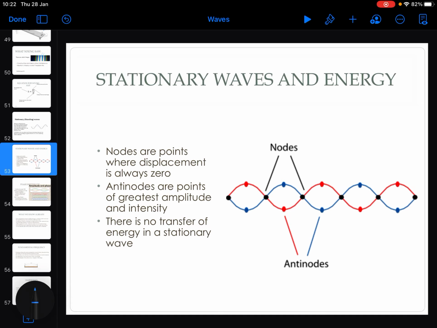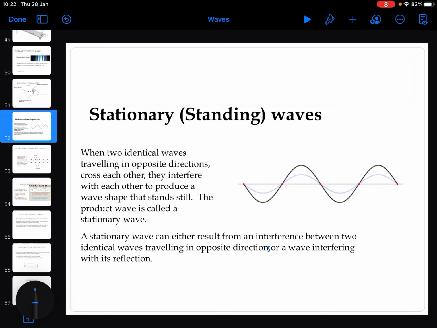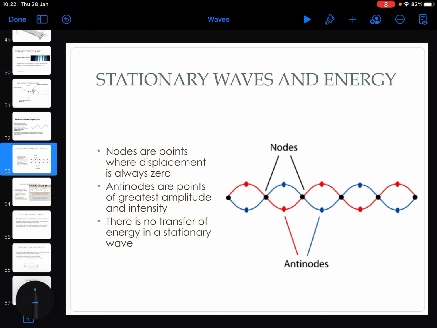So if a question asks you how a stationary wave is formed, I want you to combine these two slides, because you say here how it's created with the superposition. In fact, let's get that word in. Superposition of two waves travelling in opposite directions, possibly with a reflection at the other end. And then you talk about the fact that there are nodes and antinodes and there's no transfer of energy. That is how you gain those marks on those questions.